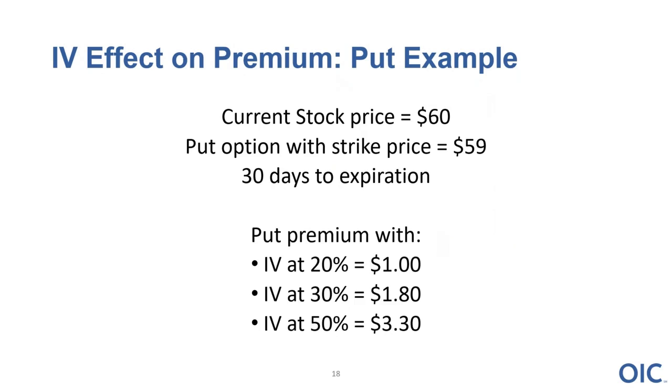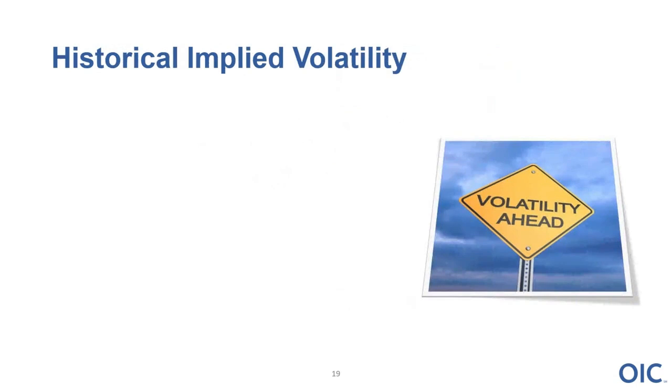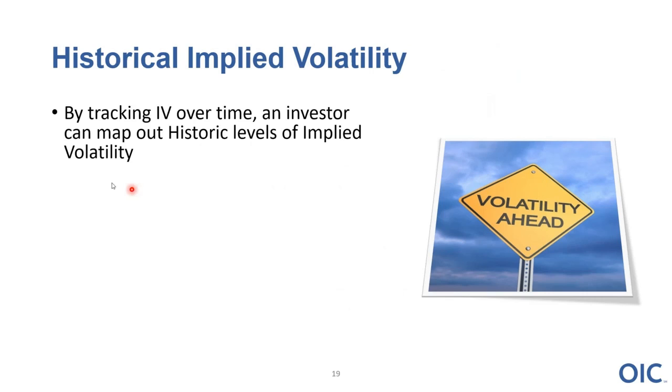Now I want to take another step into how you might take implied volatility and translate it into something useful. And I'm going to call this historical implied volatility. As I define this, I want to make it clear, when I use the word historical, I am not at all referring to what the stock has done in the past. This is directly historical levels of implied volatility. That's what this is going to be all about.